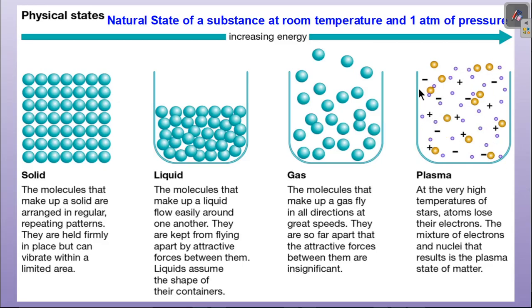And plasma, that's your last kind of physical state for matter. At very high temperatures, stars, okay, atoms lose their electrons, which we have not yet covered what an electron is in this course, but you probably know from physical science. The mixture of electrons and nuclei from the atoms is plasma. Okay? But you don't really need to know about plasma. I'm just reading it to you because it was in the slide right here. We're going to concentrate on those 3.